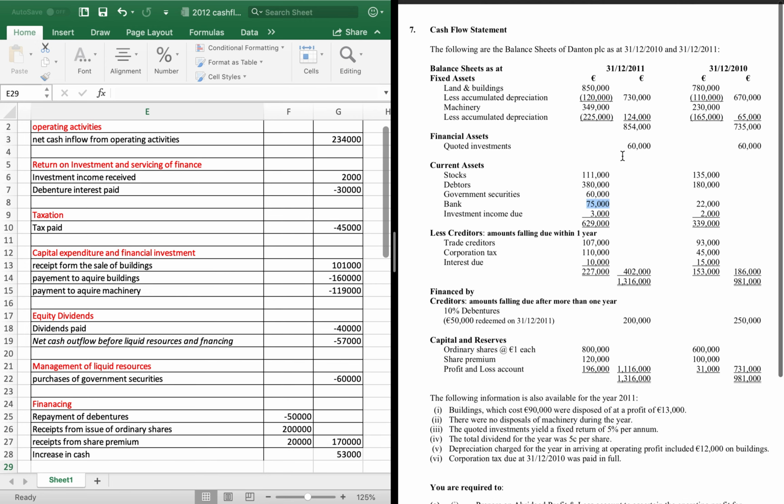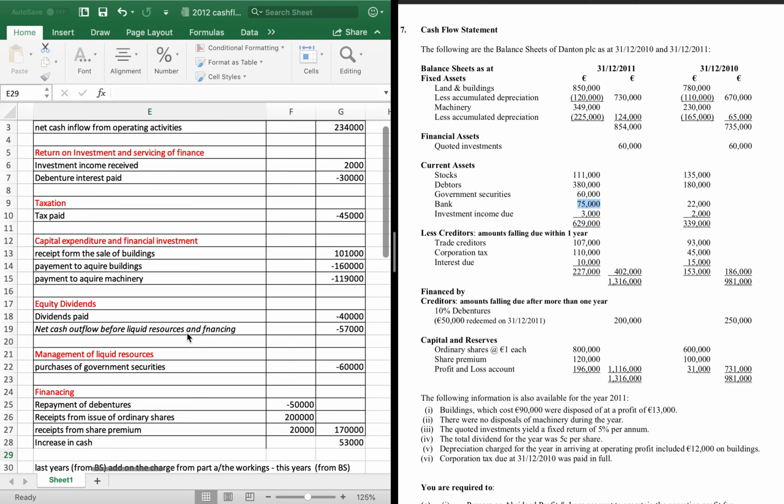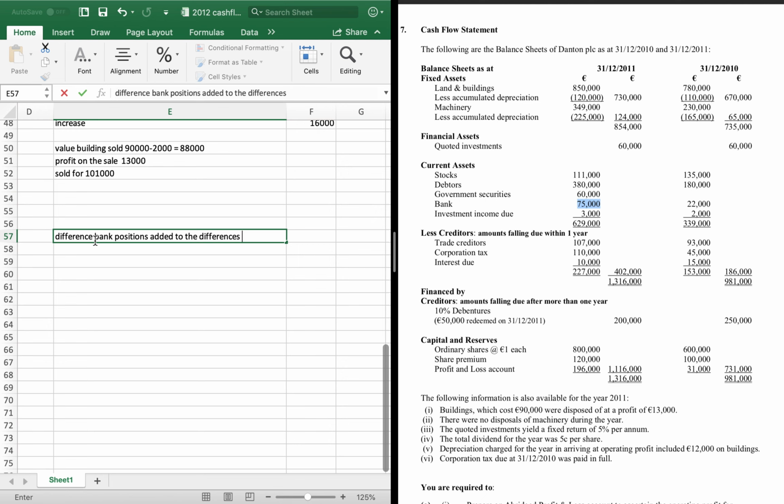Now it's not really that. There's a little bit more to it than that, because most of the questions have more than cash. So it would be the difference between your bank positions, and then you have to also add on the differences in your cash positions. And also just bear in mind that you could have a bank overdraft.